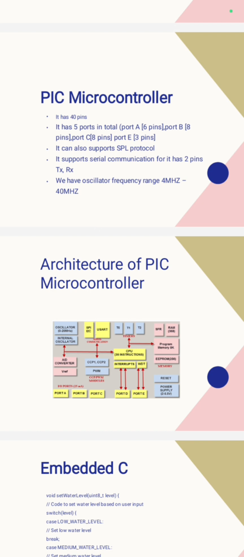The PIC microcontroller has 40 pins and 5 ports. Port A has 6 pins, port B 8 pins, port C 8 pins, port E 3 pins. It supports serial communication with 2 pins, transmit signal and receive signal, TX and RX. The oscillation frequency range is 4 MHz to 40 MHz.